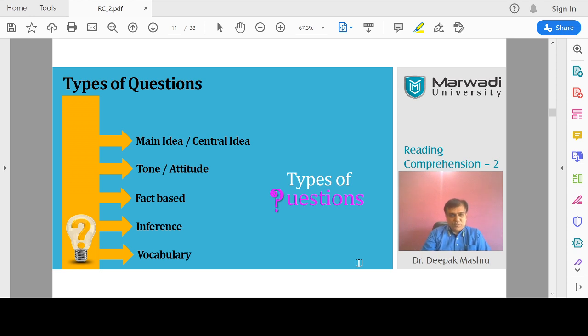Now we come to the types of questions, which I'm going to talk about in the next session. Here we will start today with main idea or central idea questions. We'll talk about tone or attitude. We'll talk about fact-based questions, inference-based questions, and vocabulary-based questions. So these are the 1, 2, 3, 4, and 5 basic types which are generally there in any of the reading comprehension passages.